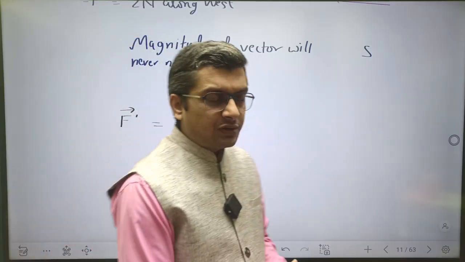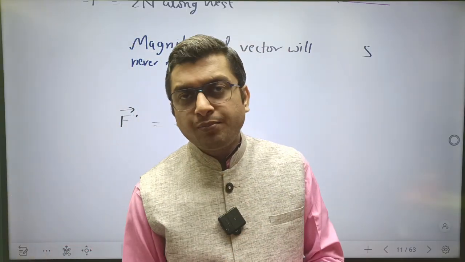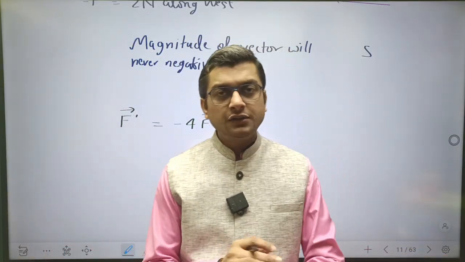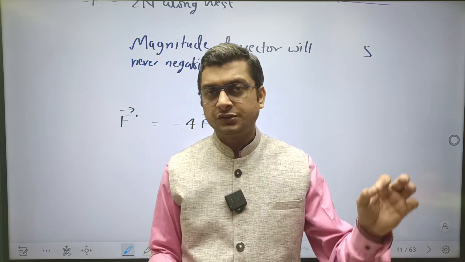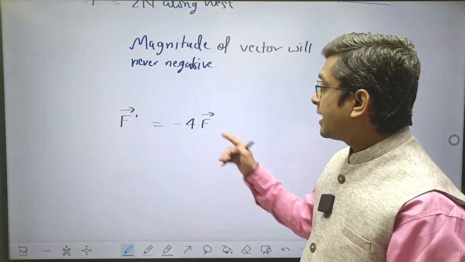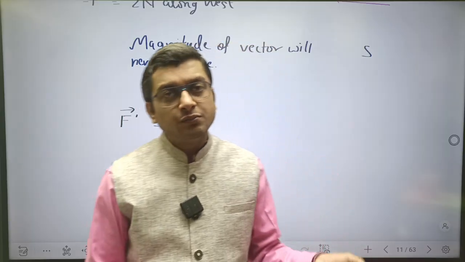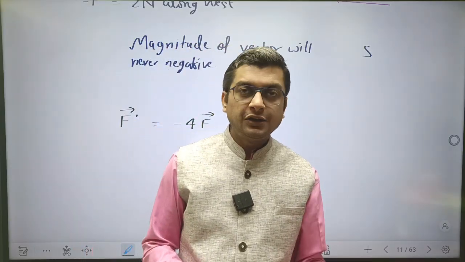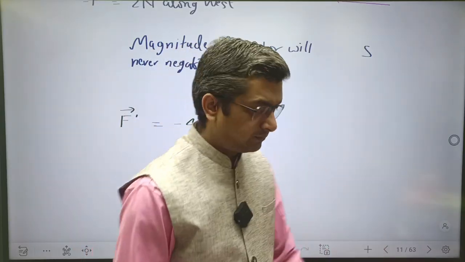So the very core concept is, if you multiply a positive constant with a vector, it doesn't change its direction, it only changes its magnitude. If you apply a minus sign, then it will change both the direction as well as the magnitude, and it reverses the direction, isn't it?